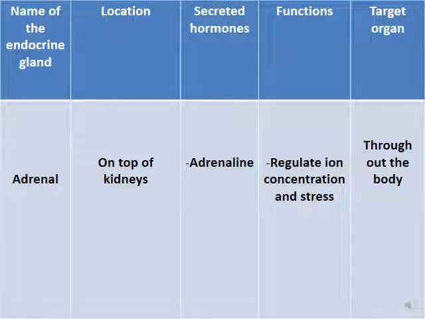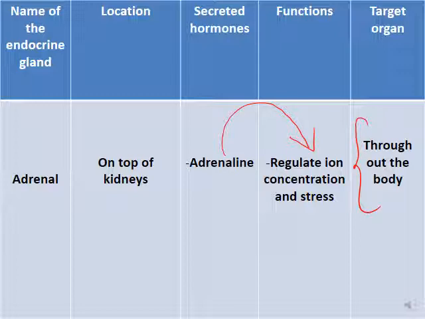Now to the other gland, the adrenal glands. Adrenal glands are found on the top of the kidneys. They secrete a special hormone, adrenaline. This adrenaline has an important role. It regulates the ionic concentration and regulates the stress level, where it works throughout the whole body.